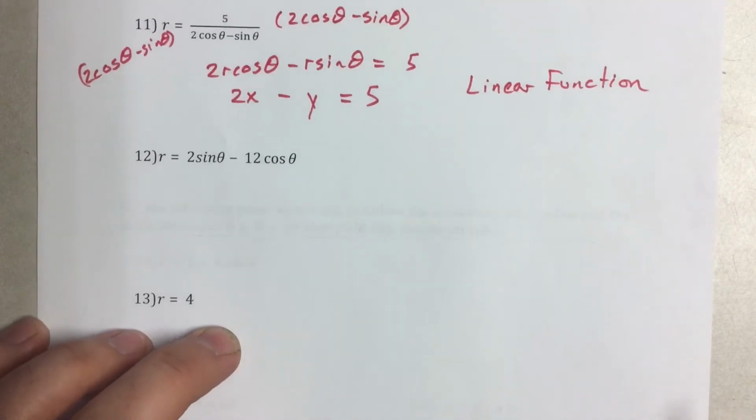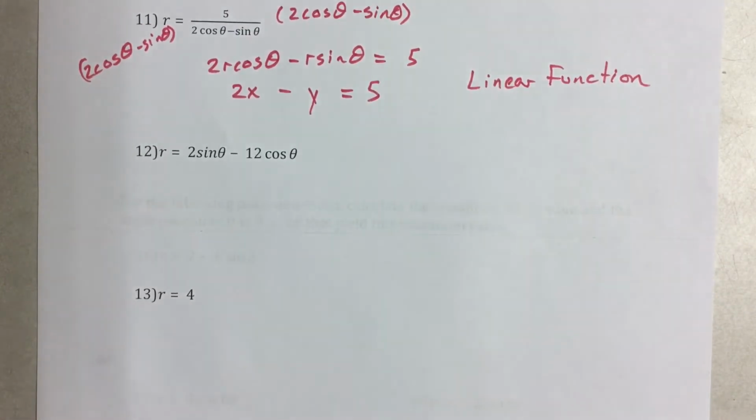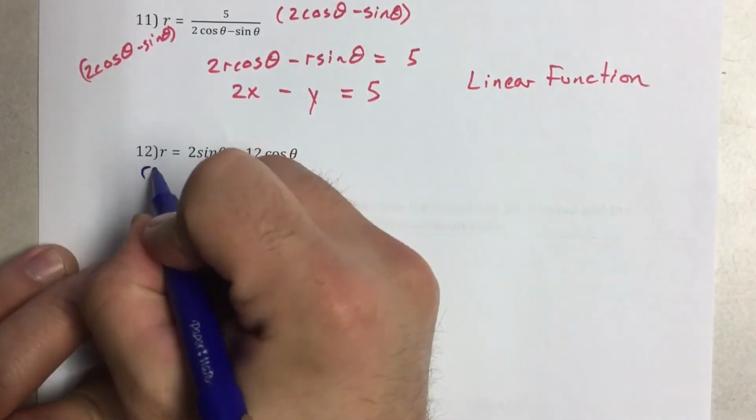Okay, let's look at number 12. So number 12, we have r equals 2 sine theta minus 12 cosine theta. I don't have an r sine or r cosine. I don't have a fraction where I could multiply both sides by that denominator. I don't have an r squared. So the technique here is to actually multiply by something so that something will substitute in. And what we're going to do here is multiply both sides by r.